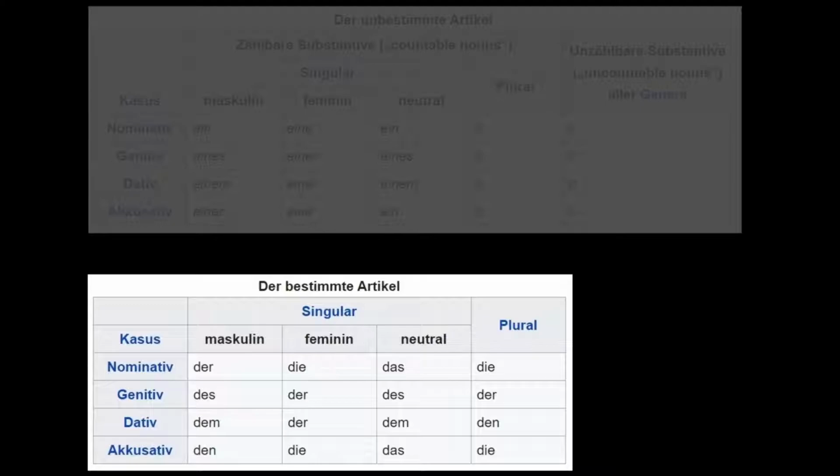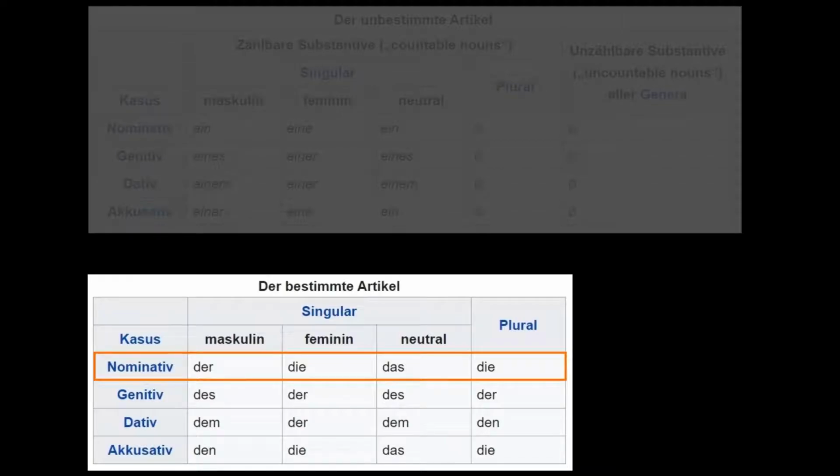Now for the definite articles. In Nominativ. Das ist der Stift. Das ist die Lampe. Das ist das Buch. In plural, they all have the same article. Das sind die Stifte, die Lampen und die Bücher. Remember, there's no rule for forming the plural.